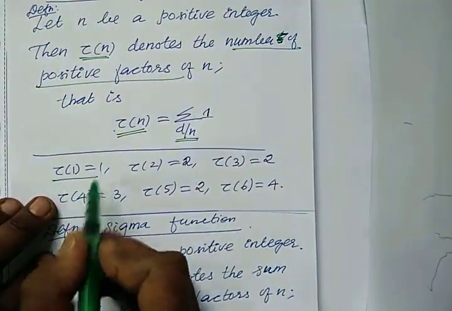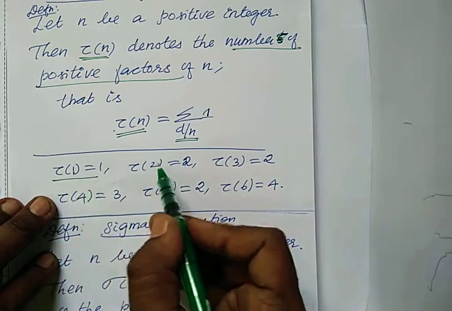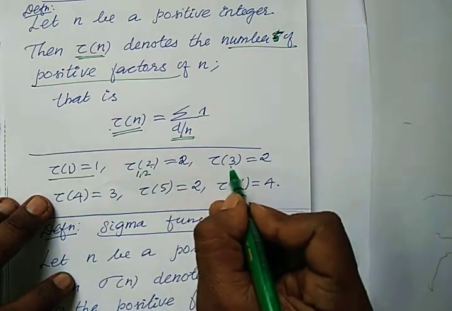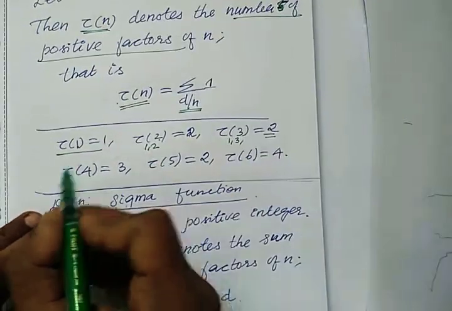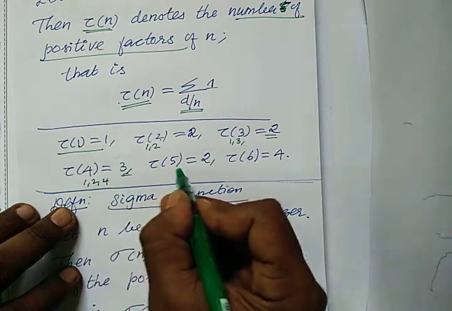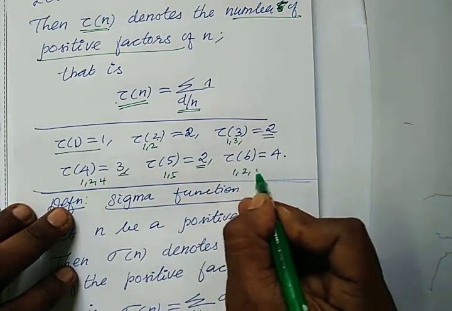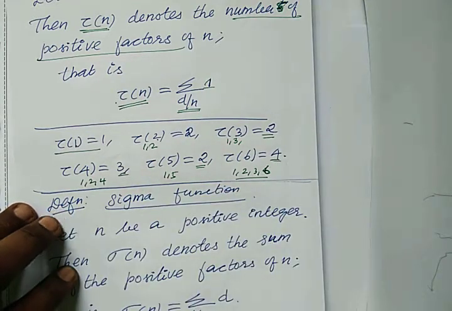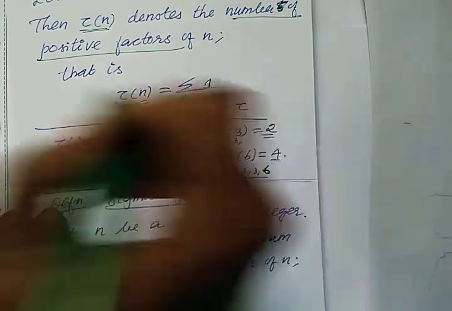What is tau of 1? For 1 there is only one positive divisor, so 1. For 2 there are two positive divisors, 1 and 2, so it is 2. For 3 there are 1 and 3, two positive divisors, so 2. For 4, 1, 2, 4, there are 3 divisors, so 3. For 5, 1 and 5, so 2. For 6, 1, 2, 3 and 6. There are 4 divisors, so 4. This is the tau function.